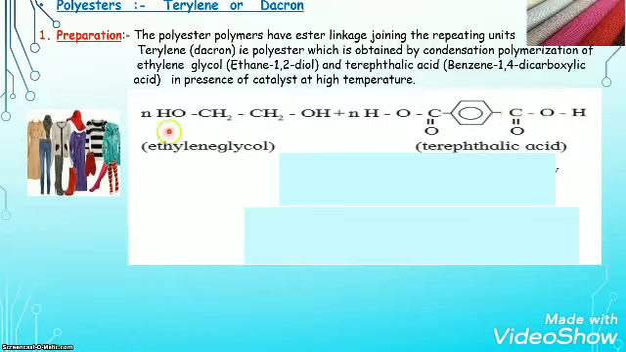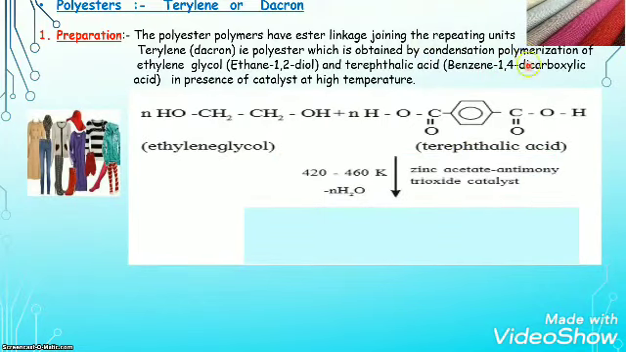So, when n number of ethylene glycol and n number of terephthalic acid undergo condensation polymerization by using catalyst like zinc acetate, antimony trioxide, and at high temperature, that is 420 to 460 Kelvin, then it produces terylene polymer. But students, what is the condensation polymerization?